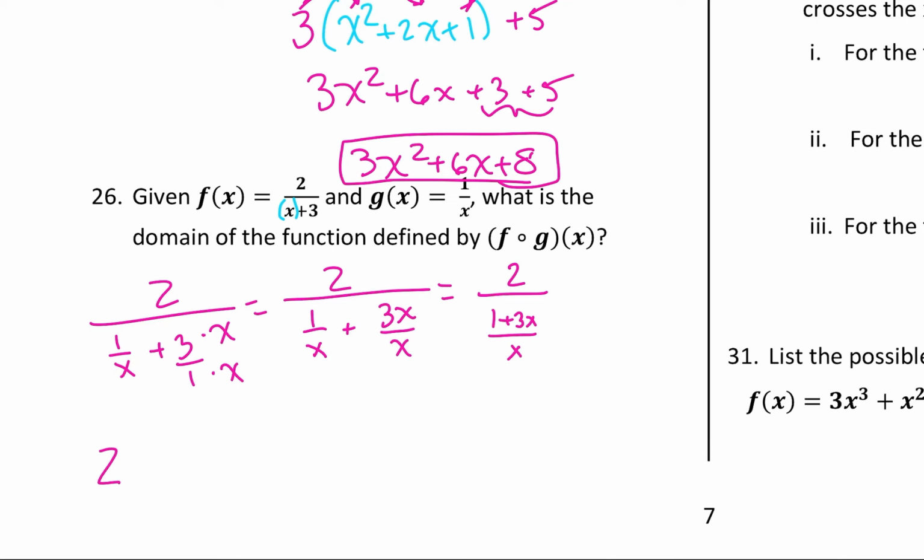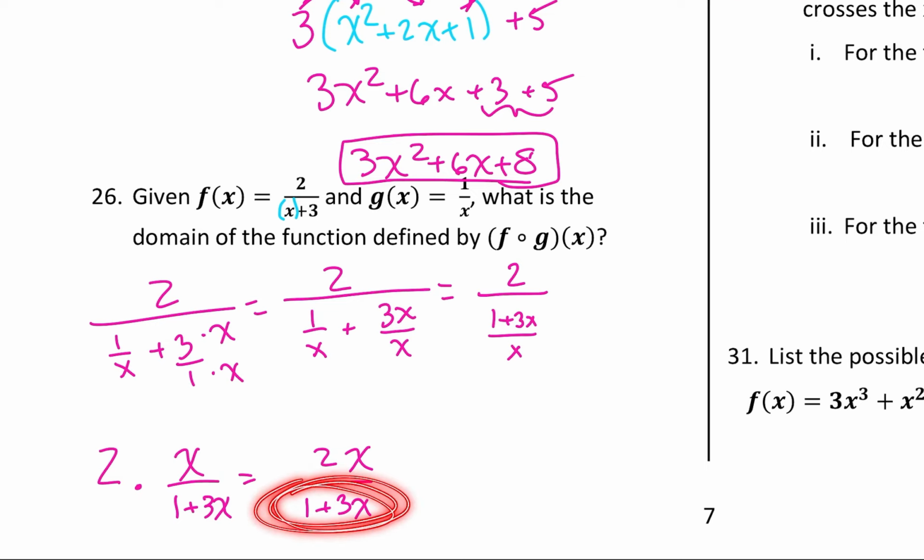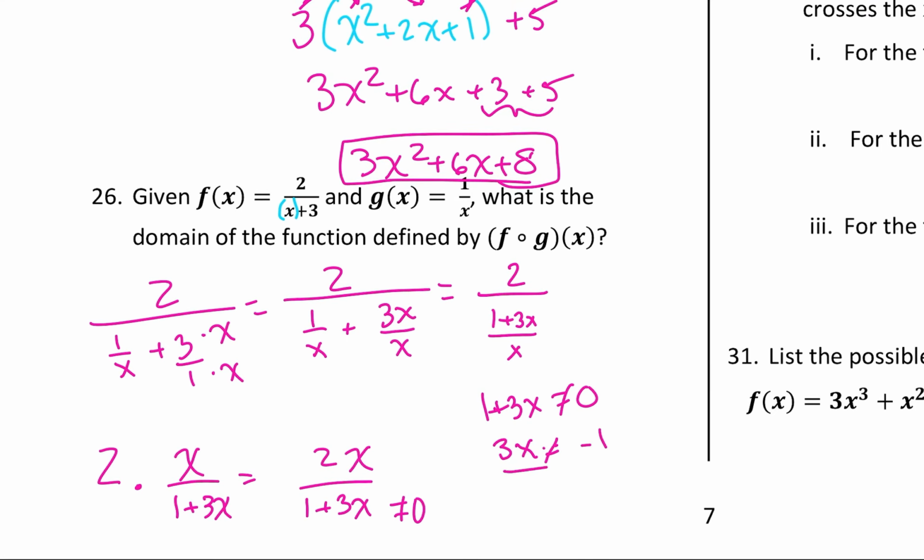And we're going to have a situation where we keep the numerator, change the sign to multiplication, we flip that denominator, x over 1 plus 3x. And I get 2x over 1 plus 3x. And overall, what we care about with domain is this denominator cannot equal 0. So this cannot equal 0. So 1 plus 3x cannot equal 0. I'll subtract 1 to the other side. We get 3x cannot equal negative 1. Divide by 3. X cannot equal negative 1/3.